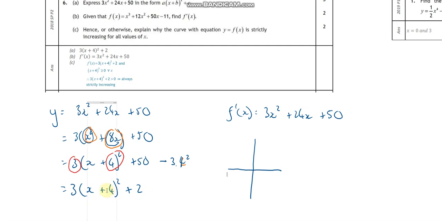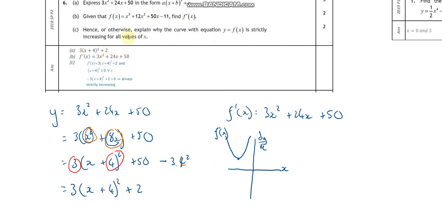Well, the turning point: change the sign, stays the same. So -4 plus 2, so it's over there. And it's a positive x squared, so it's going to be a happy face. So this is my differentiated function. If this is dy by dx, this is x, and this is f dashed x, that is what this function looks like. That's why we complete the square, to get the turning point.